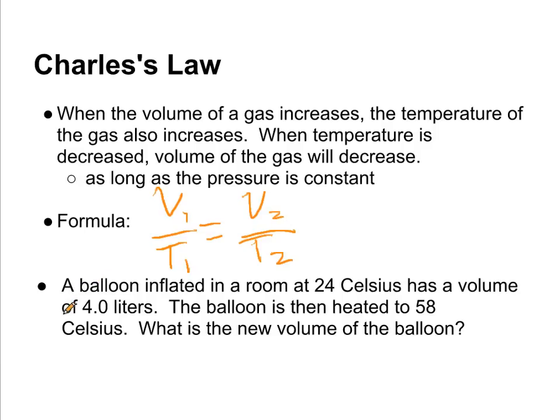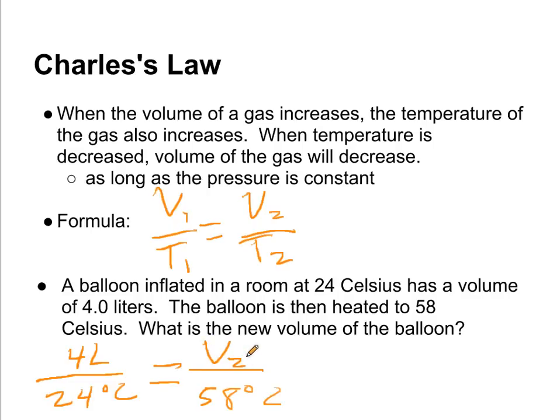So our example: a balloon inflated in a room at 24 Celsius has a volume of 4 liters. The balloon is then heated to 58 degrees Celsius. What is the new volume of the balloon? Well, our initial volume was 4 liters, and our initial temperature was 24 Celsius. The balloon was heated to 58 degrees Celsius, so we changed the temperature, and we need to solve for the new volume, V2.